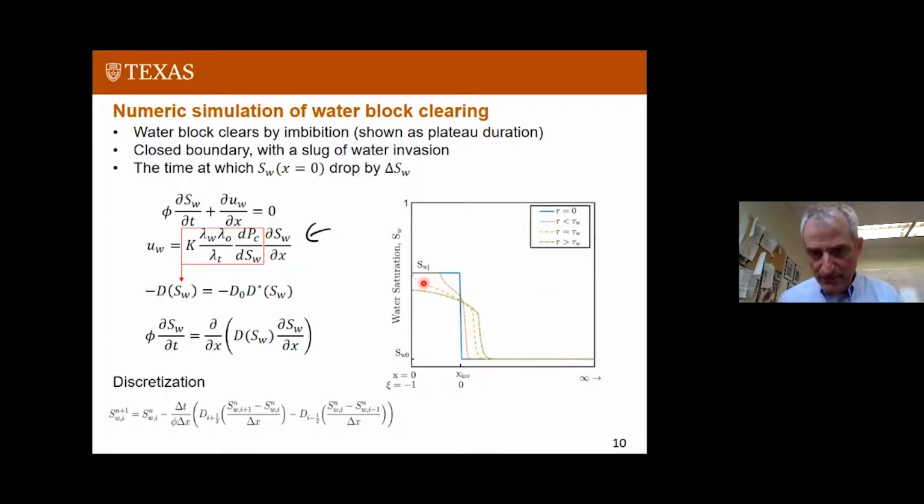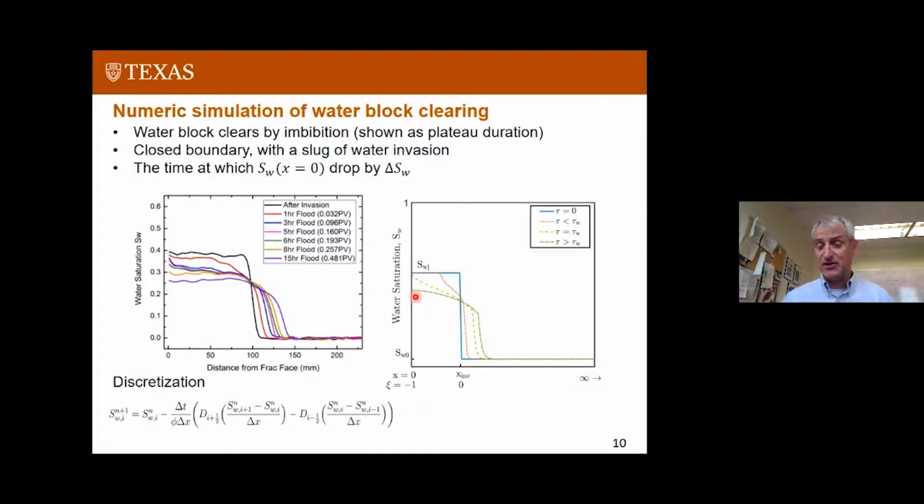And then basically once this water imbibes enough here to lower the saturation at the front, at the fracture face, we're going to assume that's going to be its clearing time. Tau W is what we call it. And then greater than that, the water imbibes even further and the water block is basically cleared. The maximum production is achieved. Okay, so this is what a model gives us.